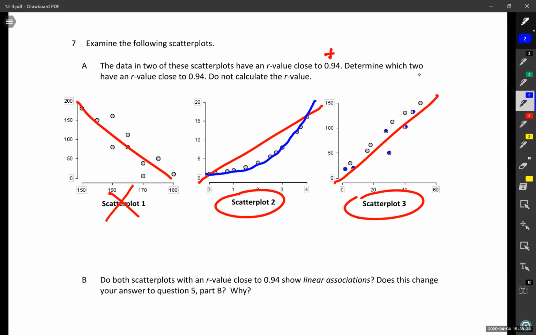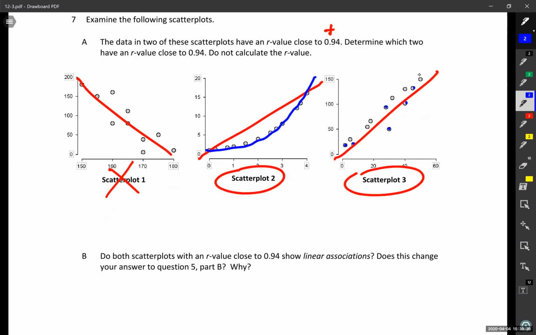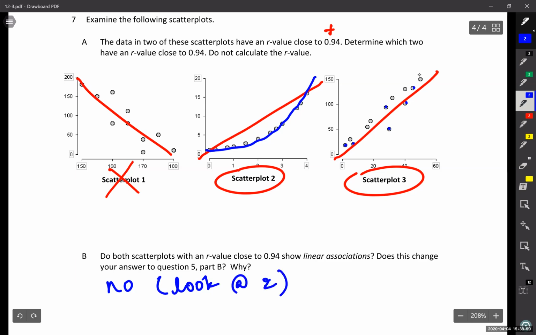So for this one, do both show linear association? No. Why? Look at 2. I think you can see from the picture that that's not a straight line. And so they both were strong. 0.94 is very strong, but they weren't both straight lines.